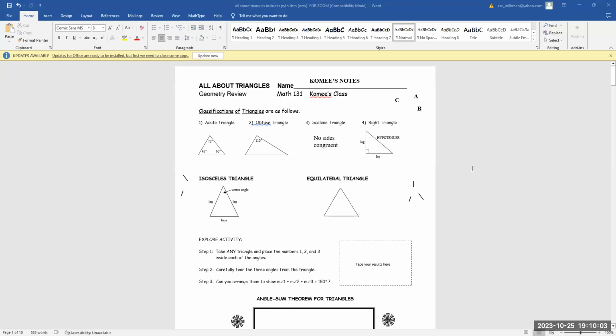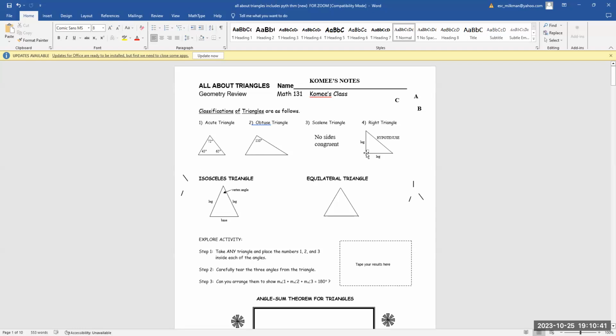We have a classification of triangles as follows. I'm going to do the best I can to explain this on your paper. First of all, an acute triangle is any triangle where all of the angles are less than 90 degrees. An obtuse triangle is a triangle in which one of your angles happens to be obtuse. A scalene triangle is a triangle with no sides congruent. And a right triangle is a triangle that has one right angle.